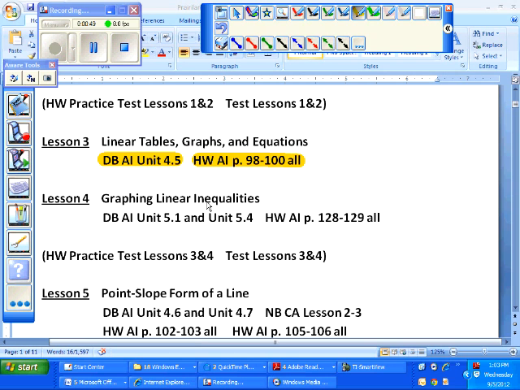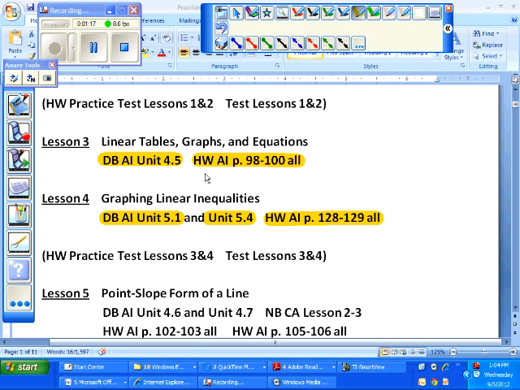And then we're going to learn to graph linear inequalities. If you want to watch the lesson, you would watch David Ballard's Algebra 1 video, Lesson 5.1 and Lesson 5.4, and then you're going to do out of the book homework from the Algebra 1 book, page 128 to 129. So it tells you where to go to watch the videos or where to find the lesson, but it also tells you what homework you're going to have due.